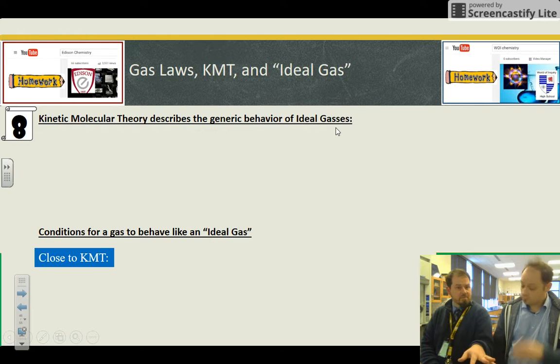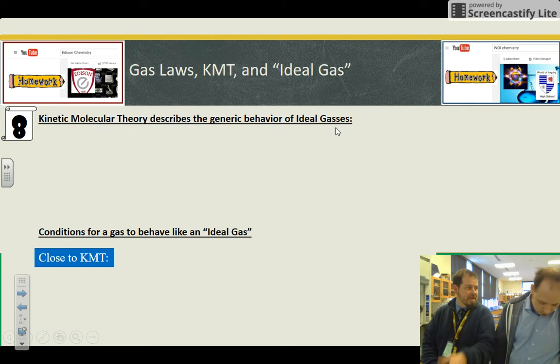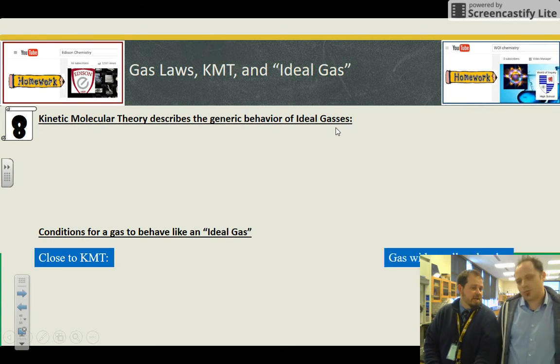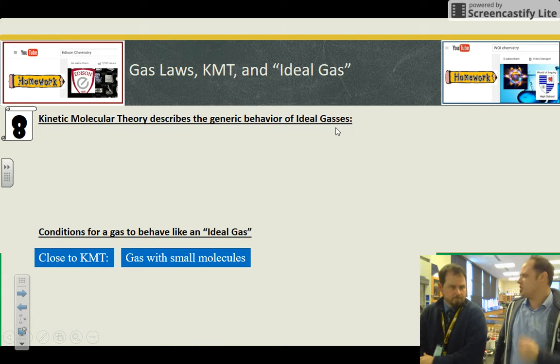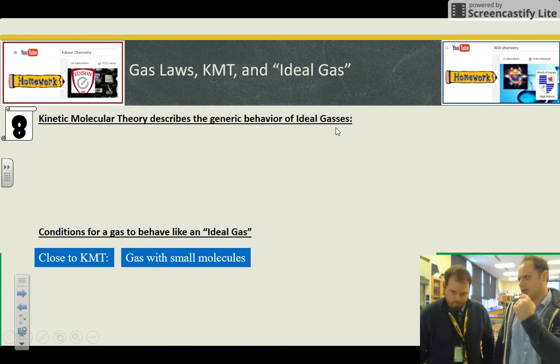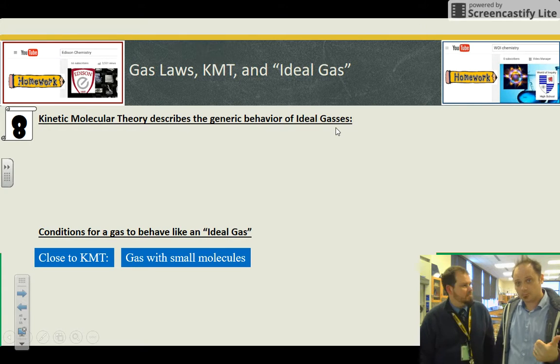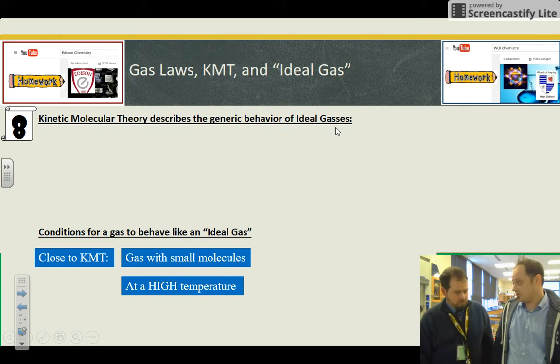So the closer I am to KMT, the more ideal my gas behaves. Right. And the key term is, under which conditions does this gas behave most ideally? Right. So it must be hot. Small molecules. Hydrogen and helium are much smaller than carbon dioxide. The best ones to use as examples for KMT.